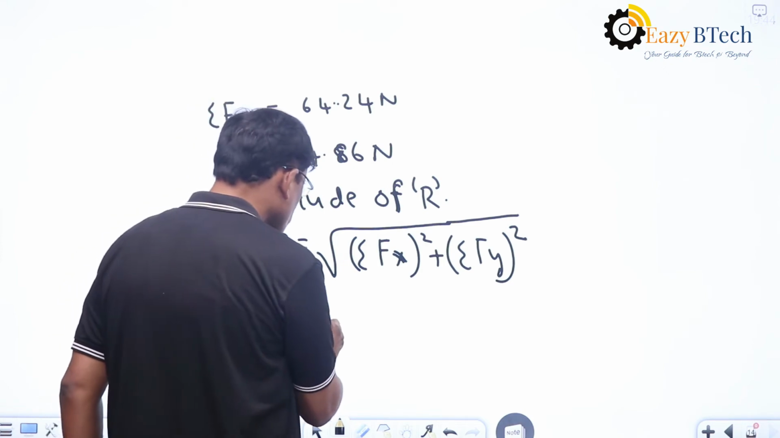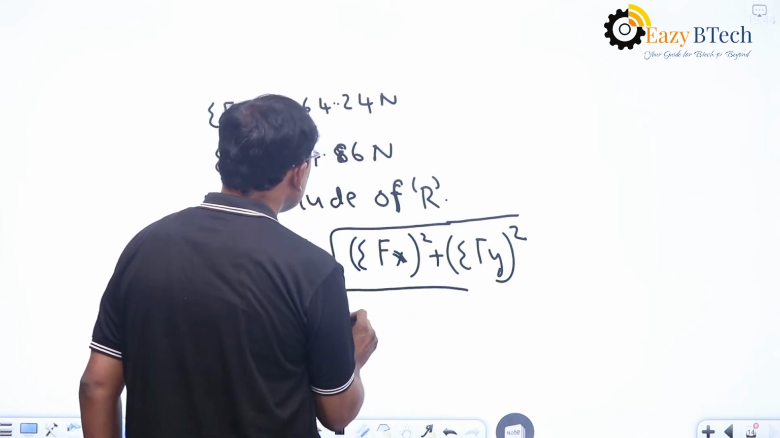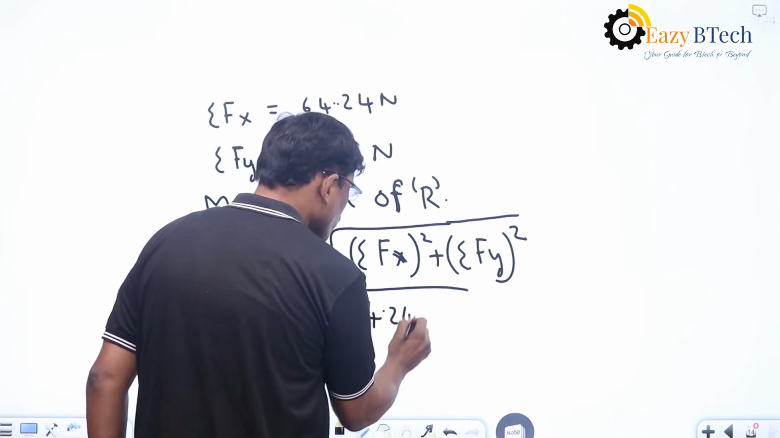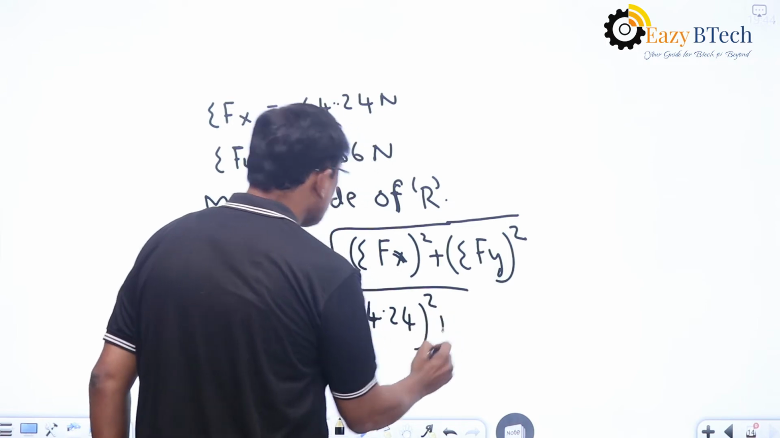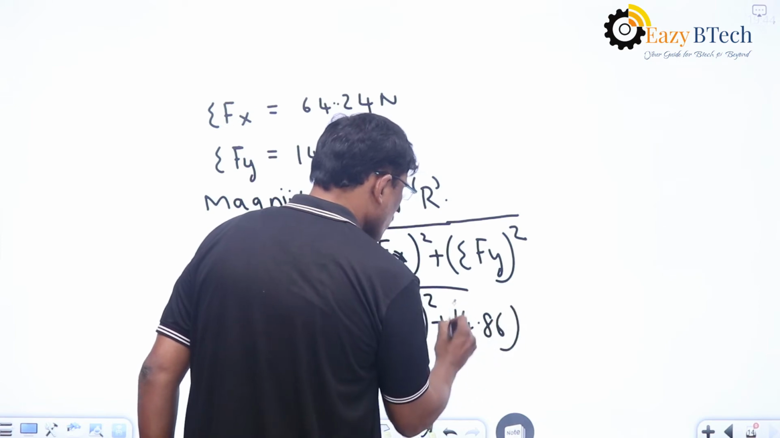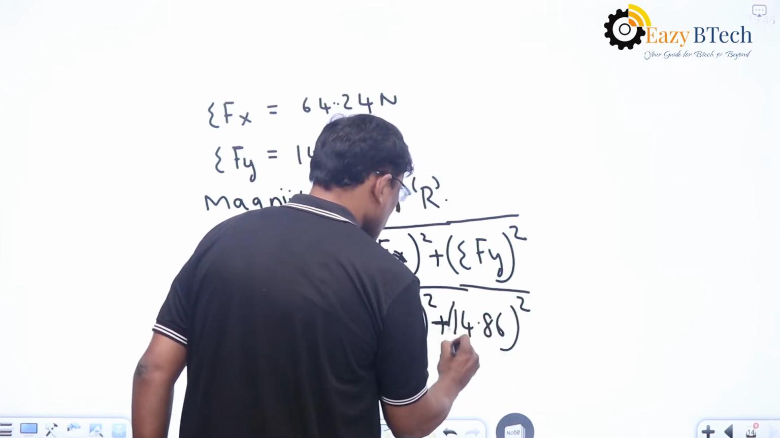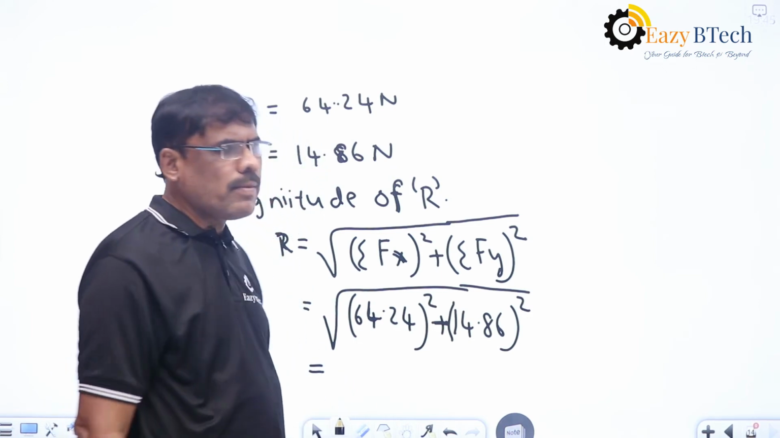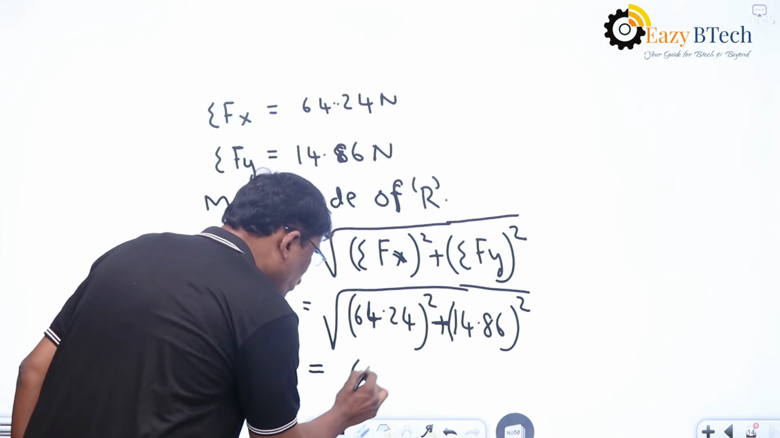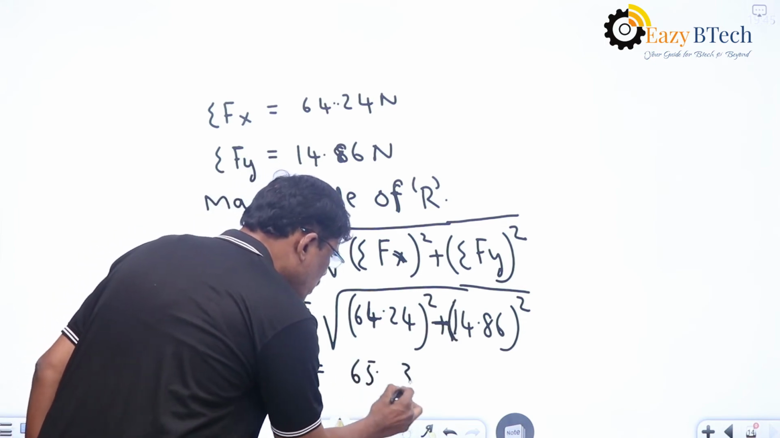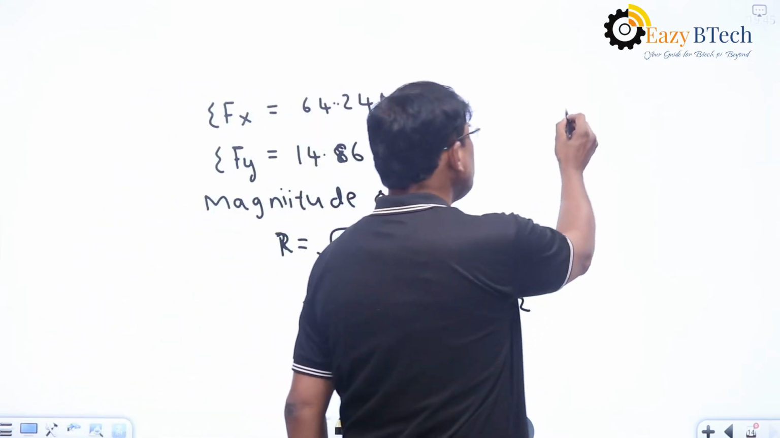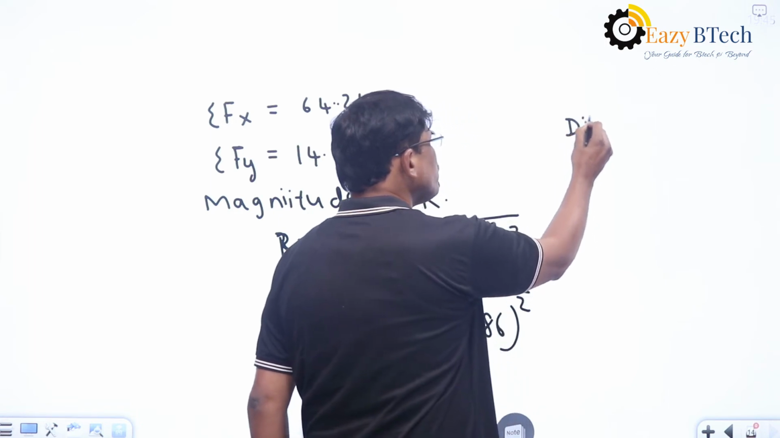Now if you substitute these values, 64.24 squared plus 14.86 whole squared, this comes to the magnitude of the resultant, which is 65.93 newtons. And now you can find the direction of the resultant.